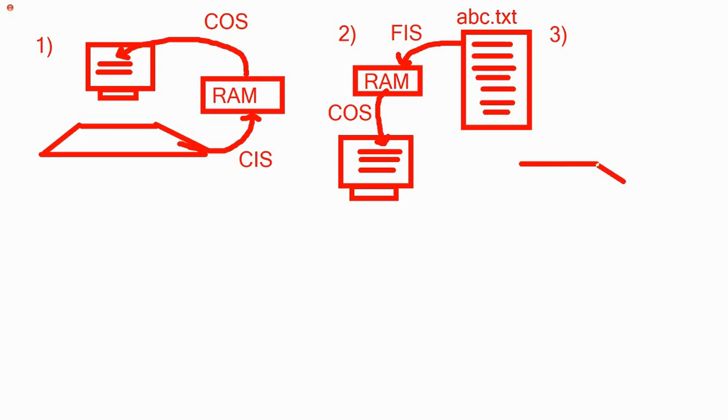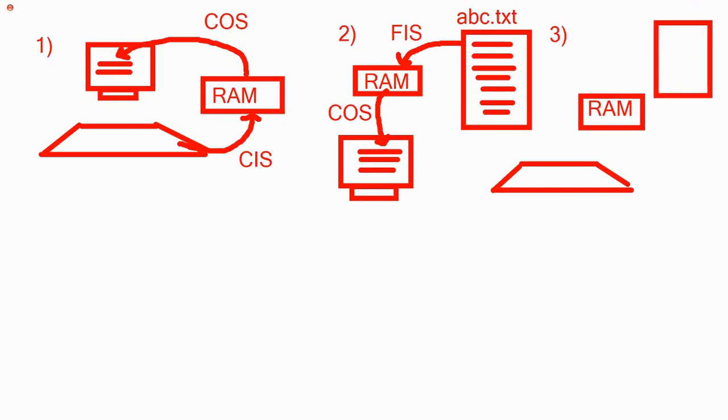One more. From the keyboard we type the data, received by RAM, and then to a file. Keyboard to RAM is the console input stream. RAM to file is the file output stream. Like this. Keyboard to RAM, console input stream; that is permanently stored in a file by the file output stream.